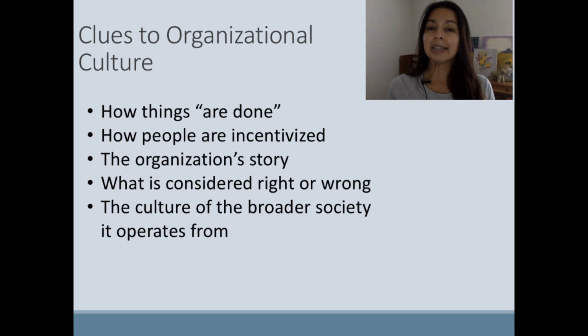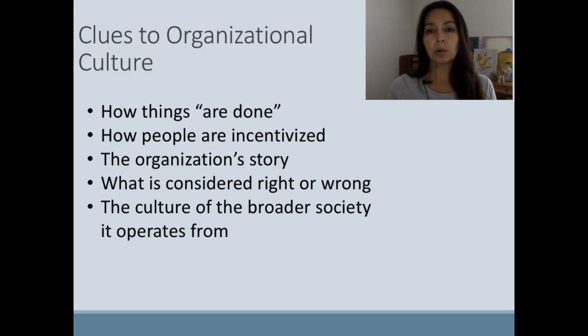How people are incentivized looks at the core of how people are rewarded in the organization. The best predictor of how people behave or what they do is based on what they are incentivized to do. Incentives aren't always monetary. Non-monetary rewards include status, recognition, advancement, etc.